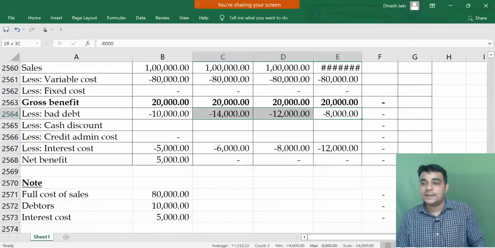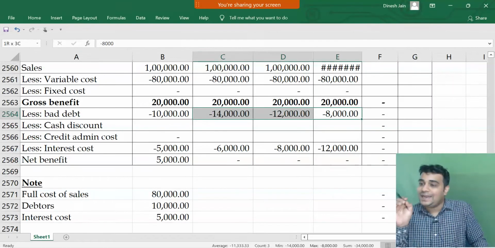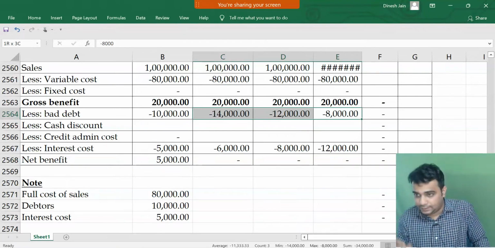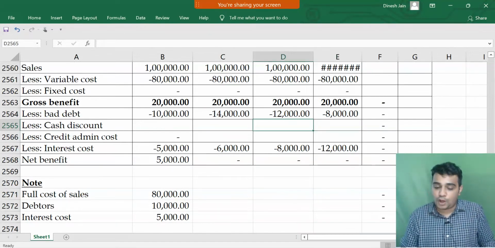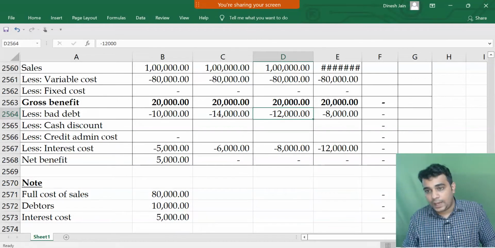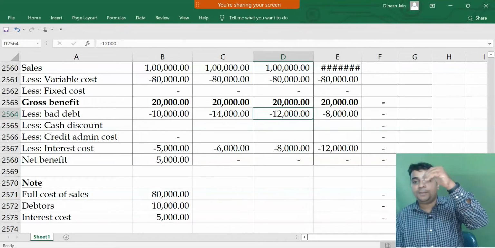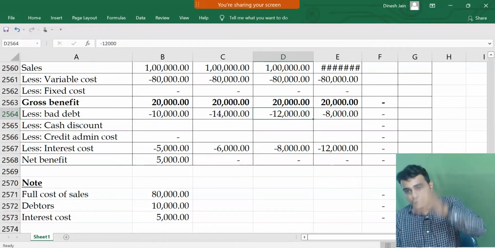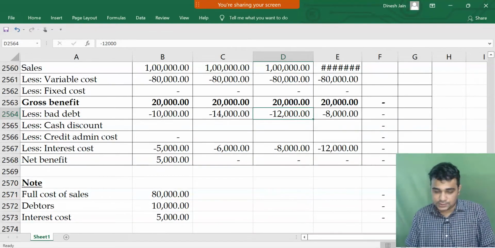Your bad debt is a balancing figure, because when net benefit is 0, it means you are earning that return. So degree of risk of non-payment is 14, 12 and 8%. 14% will give you 30% return. Risk of non-payment comes down, your return will go up. 12% means 40% return, 8% means 60% return. Any doubts on this?